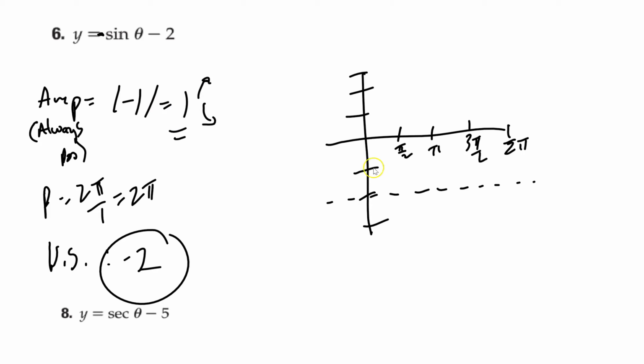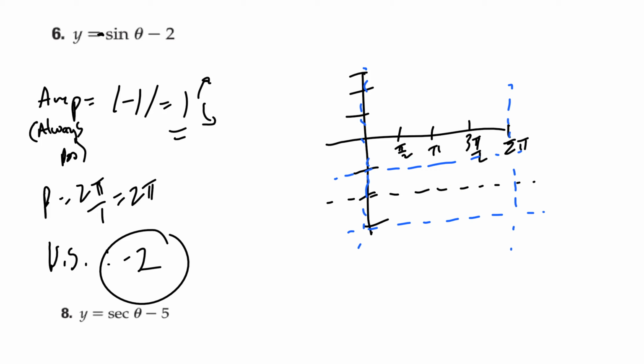My amplitude's 1, so I'm going to go up 1 from my middle, and down 1 from my middle. I'm starting at 0 because there's no phase shift. I'm ending at 2 pi. So that's like the little box where I'm drawing my graph.